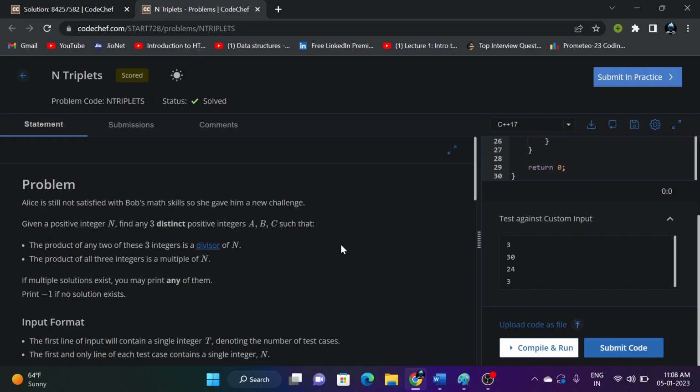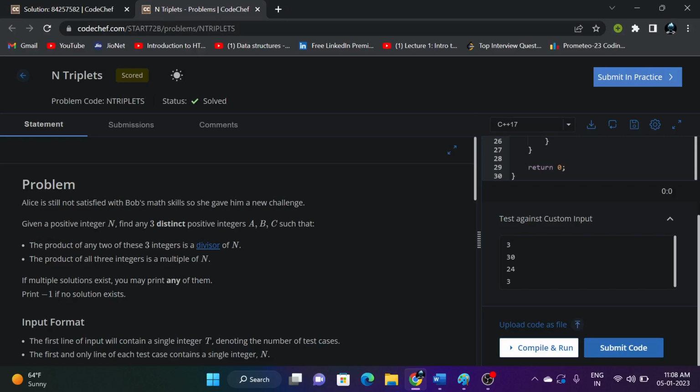Good morning, everyone. Today we'll be seeing the solution to the problem N Triplets, which came in CodeChef Starter 72, held on 4th of January 2023. Alice is still not satisfied with Bob's math skills, so she gave him a new challenge.